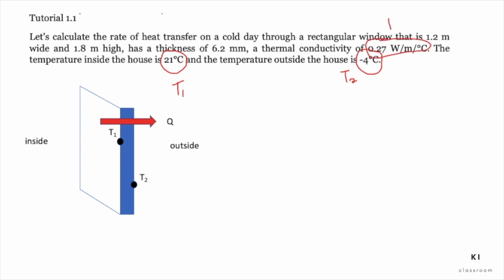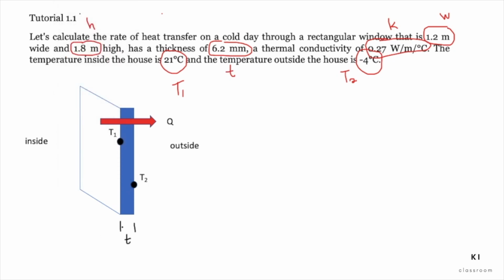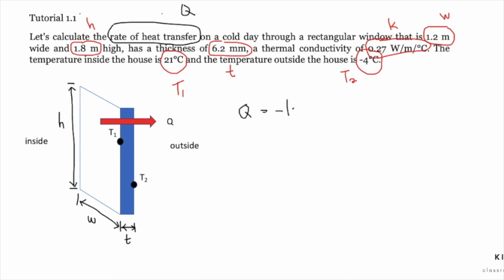Okay, so we have the value of K, W, and H, as well as the thickness of the wall. So we have all the information. Now we can calculate the rate of heat transfer. We're gonna use Fourier's law equation. Q equals negative kA dT over dx. So from there it equals negative kA (T2 minus T1) divided by small t, which is the thickness of the wall.